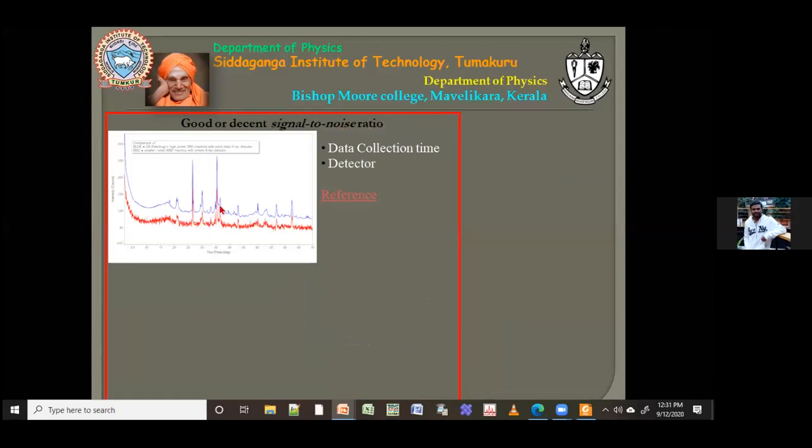Here, these are two scans of the same sample. For the lower one, in red, I scanned only for 10 minutes. For the second one, I scanned for 45 minutes. If you take the first red one, there is a lot of noise, in the sense that there is a lot of variation in the points or in the signal. But the second one, the blue one, is very smooth, and you can clearly distinguish the peaks.